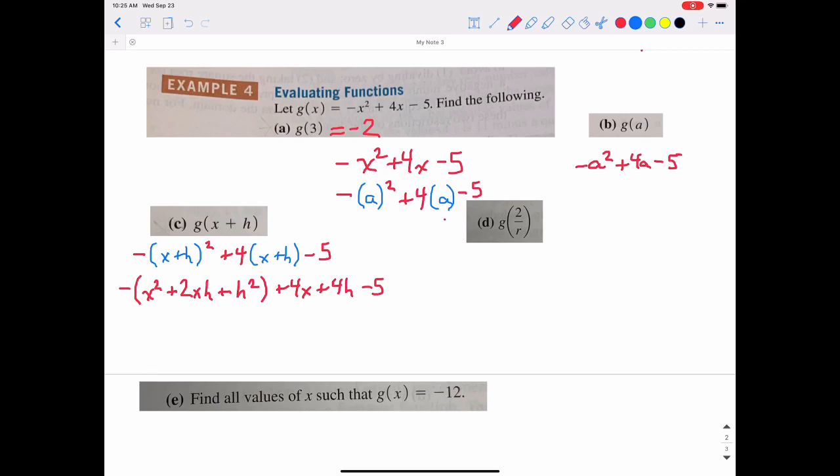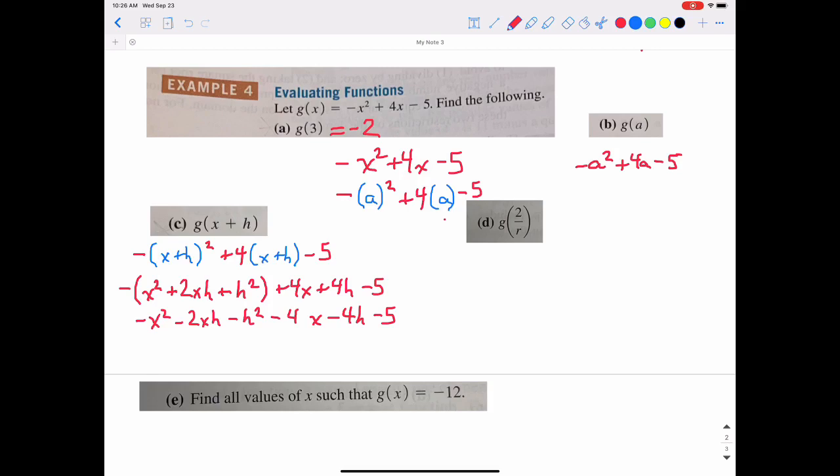And then after moving the negative sign into the parentheses, negative x squared minus 2xh minus h squared minus 4x minus 4h minus 5. And that is actually the answer. That is it. There's no other like terms. Using x plus h is actually some of your first steps into real calculus. You're going to see x plus h pop up quite a bit in the next few months.